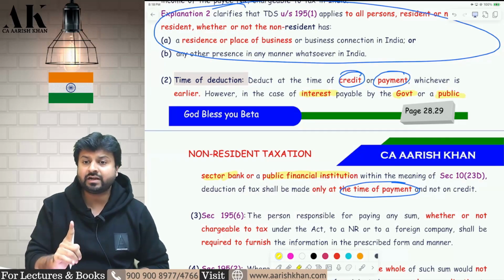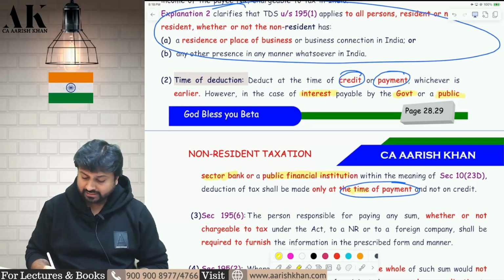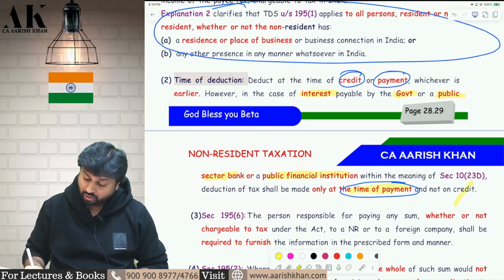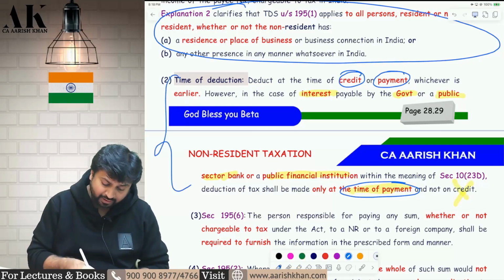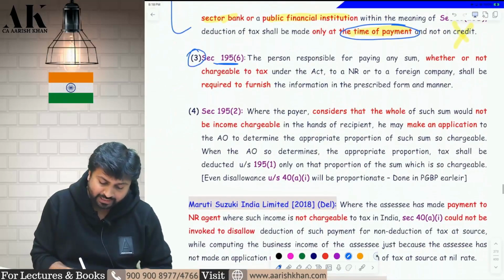If the payment is of interest and it is paid by government or public sector bank or public financial institution, then you will deduct TDS on payment, not on credit basis. This is a very important part for examination, so please keep this in your mind. Okay. Now, next one, 195.6.